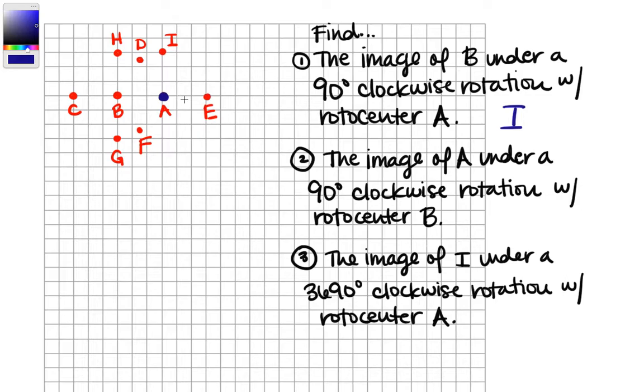All right. Now we want to find the image of A under a 90-degree clockwise rotation with rotocenter B. So we've switched them around. So now B is the center, and we're rotating A 90 degrees, and we're going clockwise. So we're going to go like this. A started 1, 2, 3 units away, and it ends up 1, 2, 3 units away right at G.